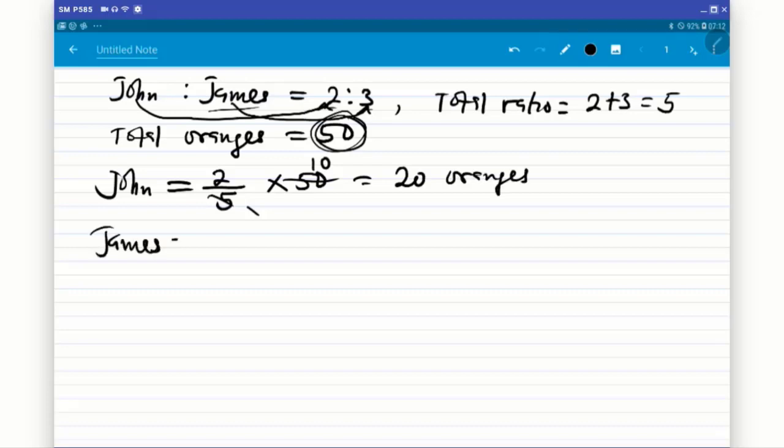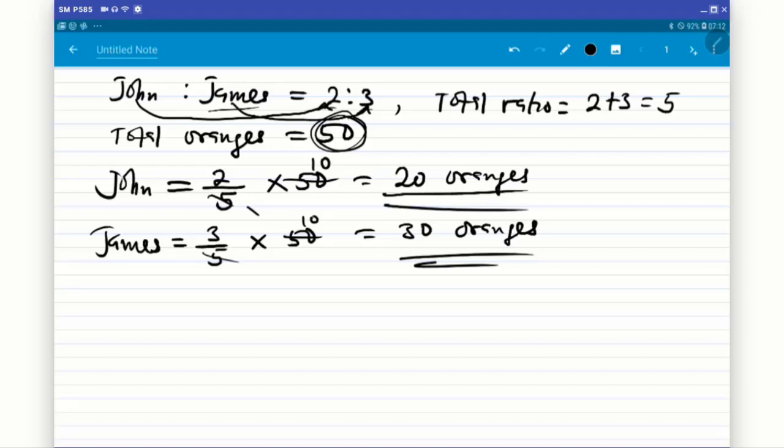And James will be getting 3 out of 5 of 50 oranges. So here we have 10, and that gives us 30 oranges. So John gets 20 oranges, James gets 30 oranges. And if you look at it, John's ratio to James's is 20 to 30.